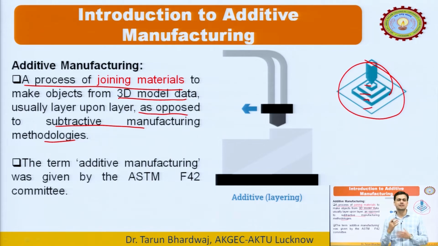If we want a desired shape, we do machining there. Okay, but over here, if we want to make a desired product, we manufacture it by the layer by layer process, and this term is given by the ASTM F42 committee. Okay, so this is about the additive manufacturing process technology.